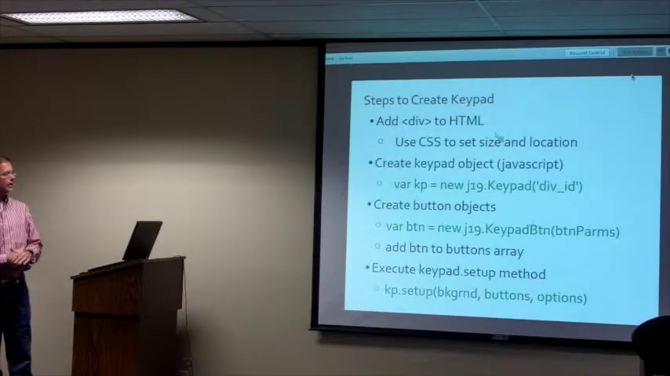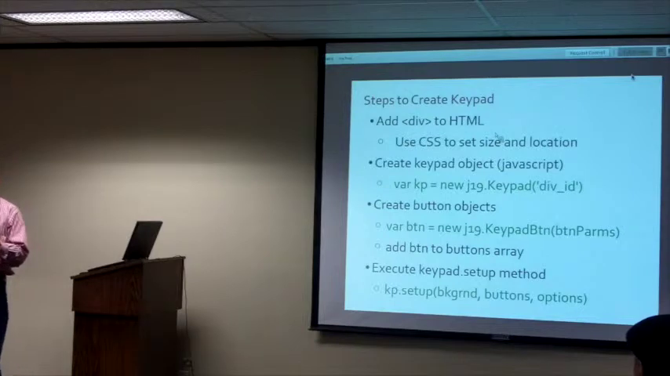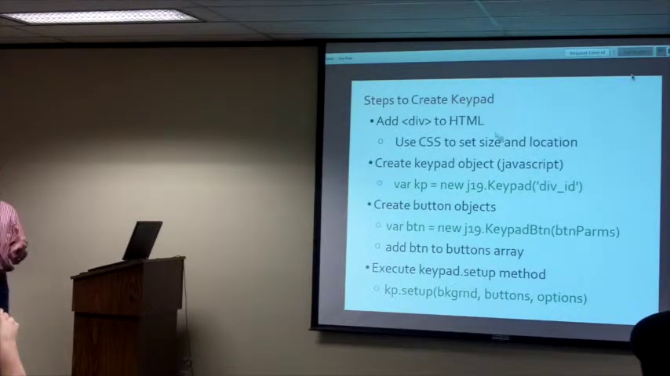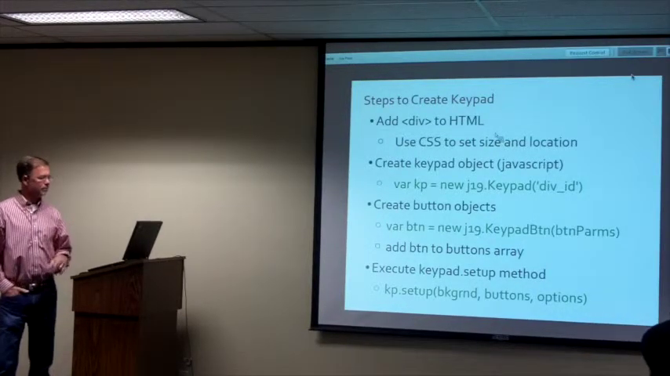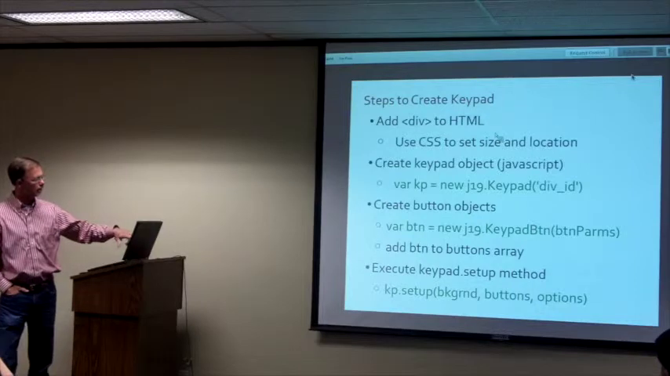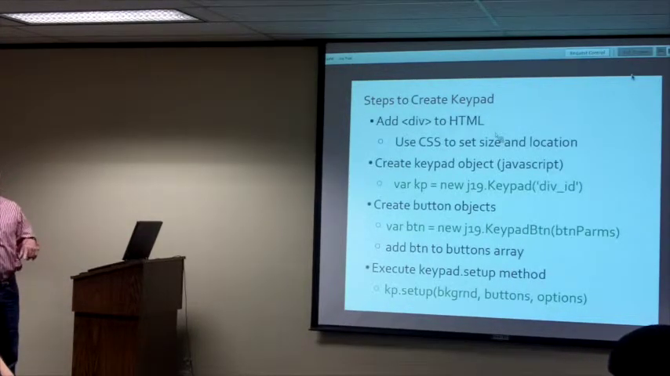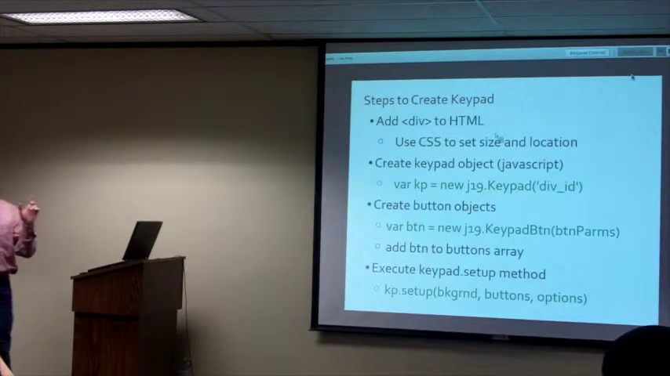The steps for creating a keypad. The HTML side of it is really easy. You put a single HTML div statement in there. Use some CSS to set your size and your location, however you typically would do that. And then when you create the keypad object, this next line down there, the new J19.keypad, that div ID is the HTML ID of your div. Everybody cool with that? Makes sense?